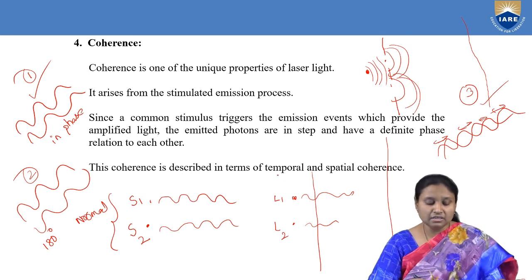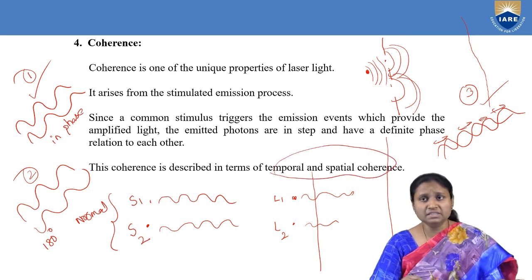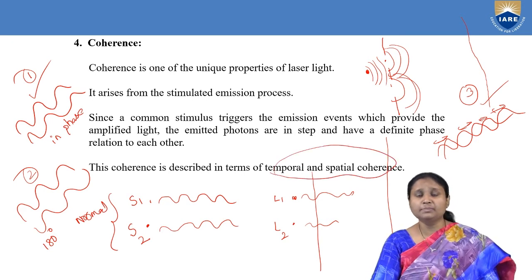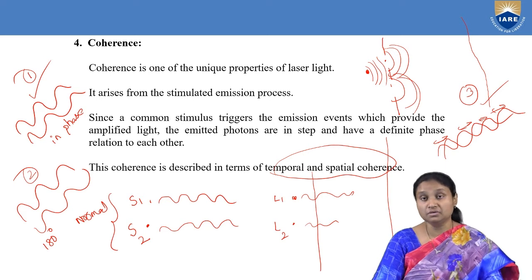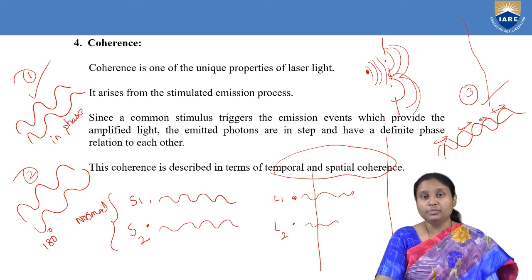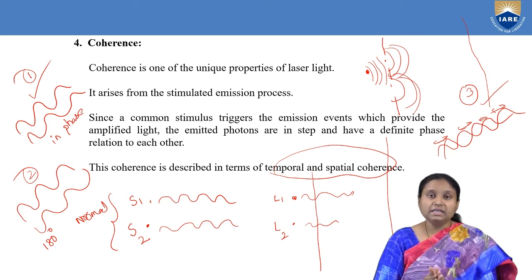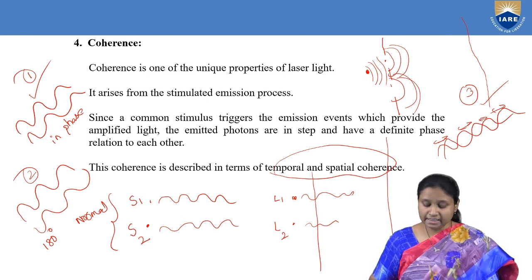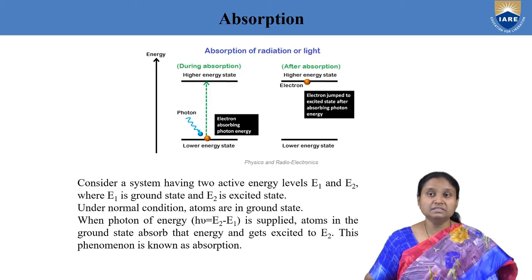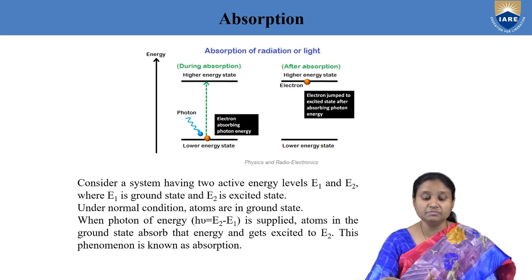And again, this coherence is of two types. The first one is temporal coherence and the second one is spatial coherence. So what do we mean by temporal coherence? Generally, temporal coherence is considered in terms of time, whereas spatial coherence is considered in terms of space.